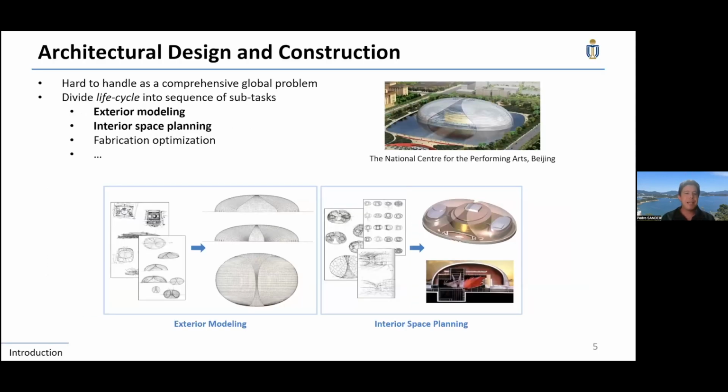So basically, in this work, we try to address essentially the very early process of the design of big architectural buildings, such as the one that you see there, which is the National Center for the Performing Arts in Beijing. And this is often a very daunting task to take on. It involves several stages of planning. Sometimes you have to iterate over the stages multiple times. But one can break this down into a few sub-problems.